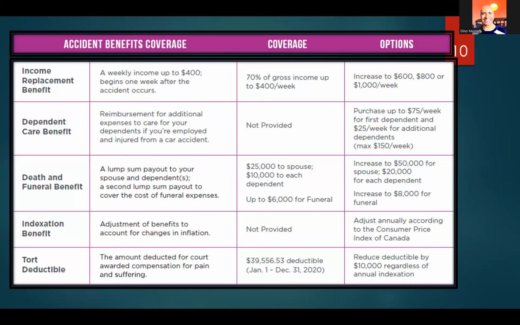So what is this all about here? Let's say you're receiving $1,000 a week for income replacement, and you purchase the indexation benefit.